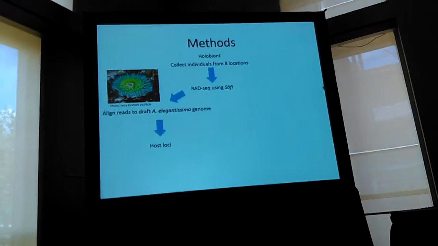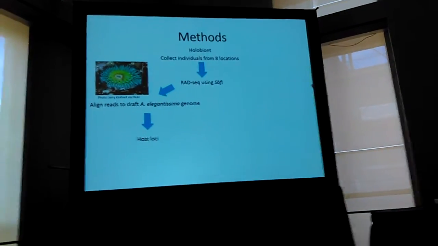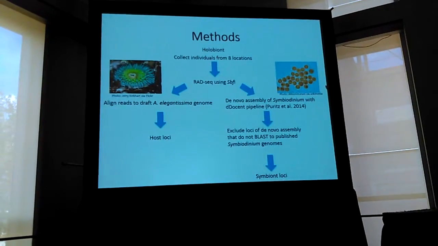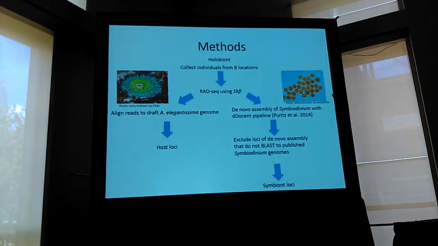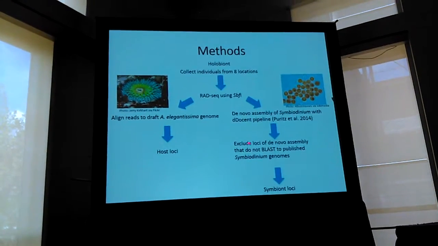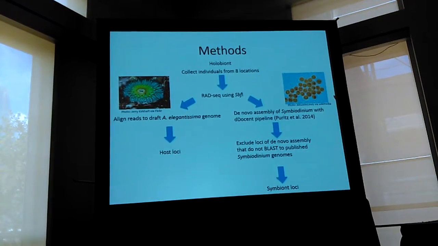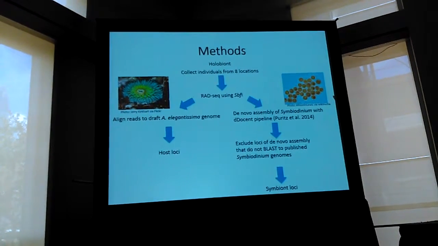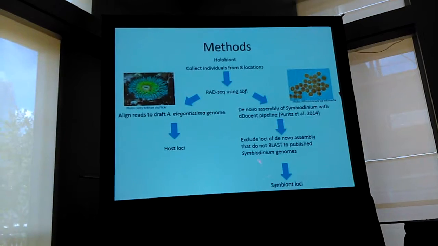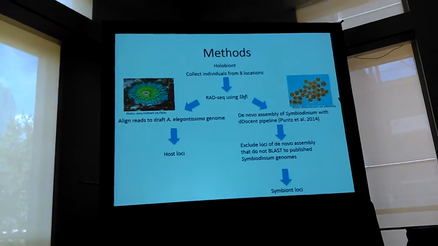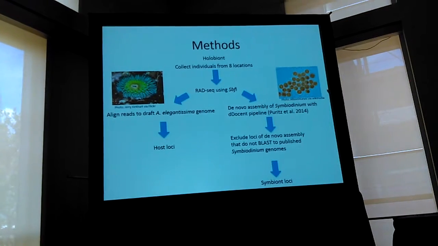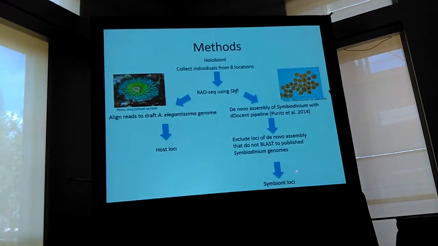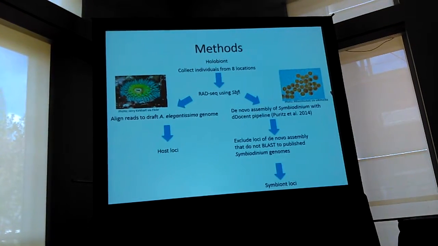I then take the remaining reads that don't align to that genome and do a de novo assembly using Jonathan Puritz's dDocent pipeline. I take those reads then and BLAST them to known Symbiodinium genomes. There have been 2 published, and I BLAST to those. Anything that does not match the symbiont genome, or alternatively matches bacteria or other cnidarians, I exclude from the data set. And then I'm left with a set of loci that I call symbiont loci.